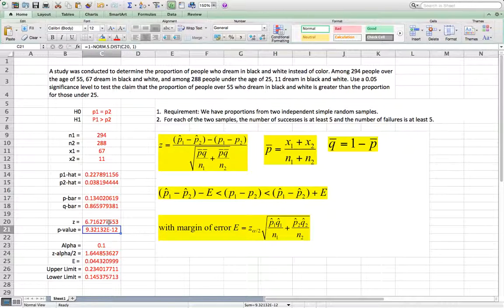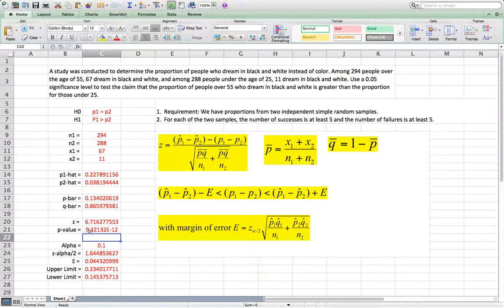Then based on this z-score, you need to calculate the p-value. So the p-value is 1 minus the standard normal distribution, then you give it the z-score, cumulative. Then use 1 minus it. This gives you the right tail area. How do you know we need to calculate the right tail? Because the alternative hypothesis is P1 greater than P2. So we use the right tail.